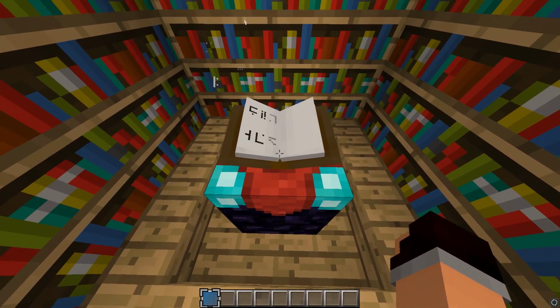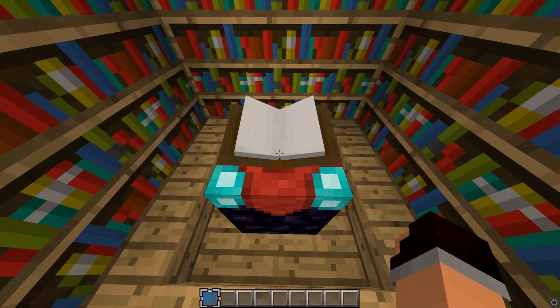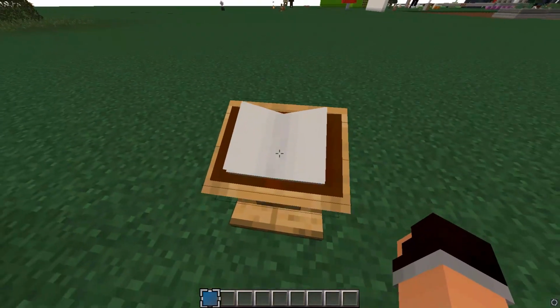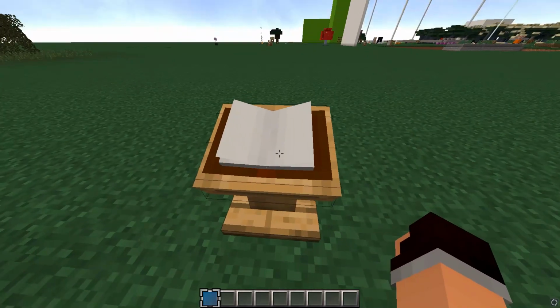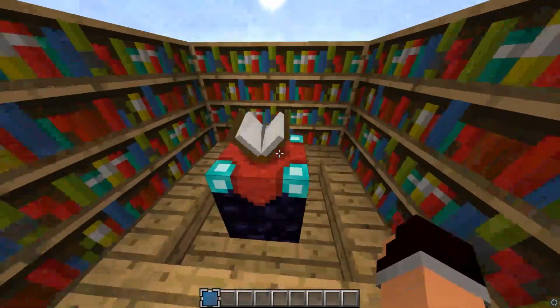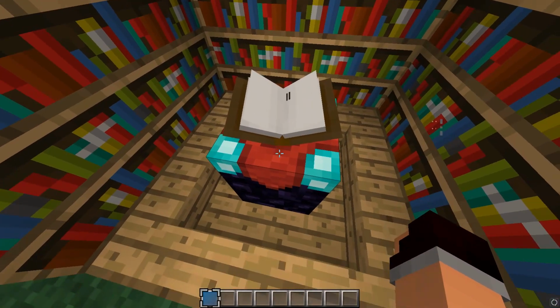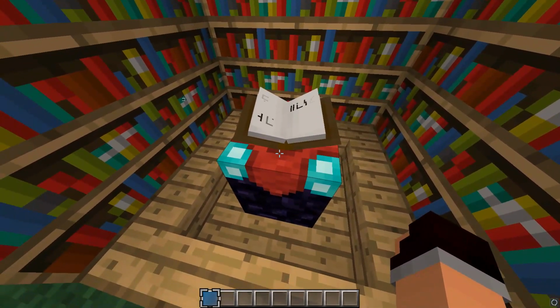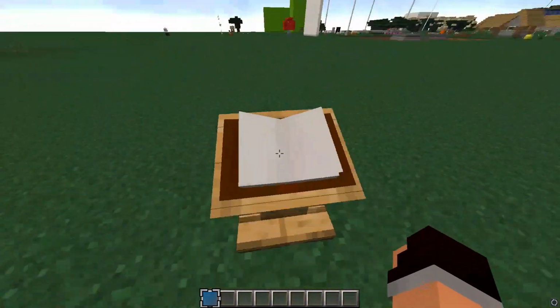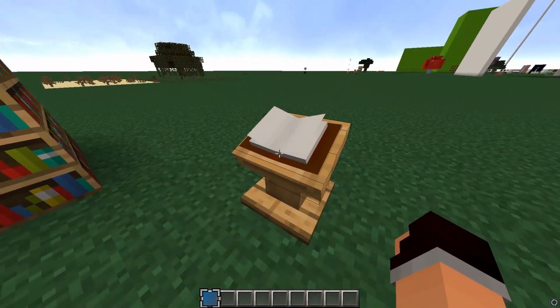I managed to get this book working absolutely fine, but then the problem was the lectern uses the same book model. So whenever you had a book on a lectern, it would have the same animation with the glyphs appearing on it and fading out. And as much as I love it with the enchanting table, I wasn't ever truly happy with this feature just because of the fact that it also worked on the lectern.